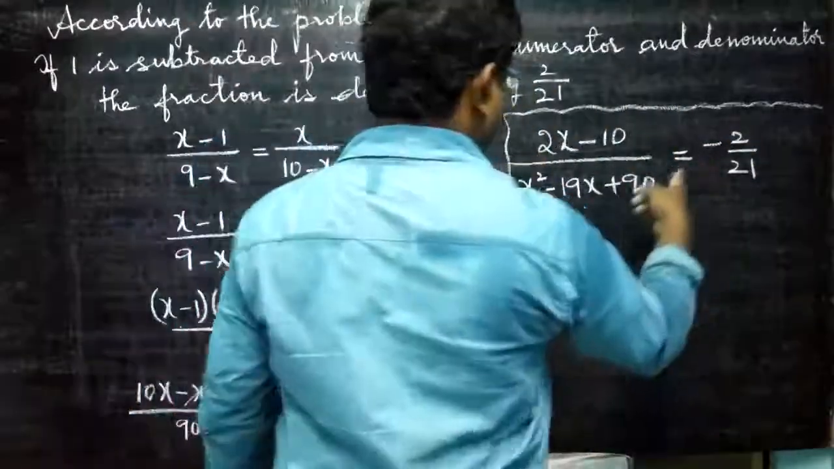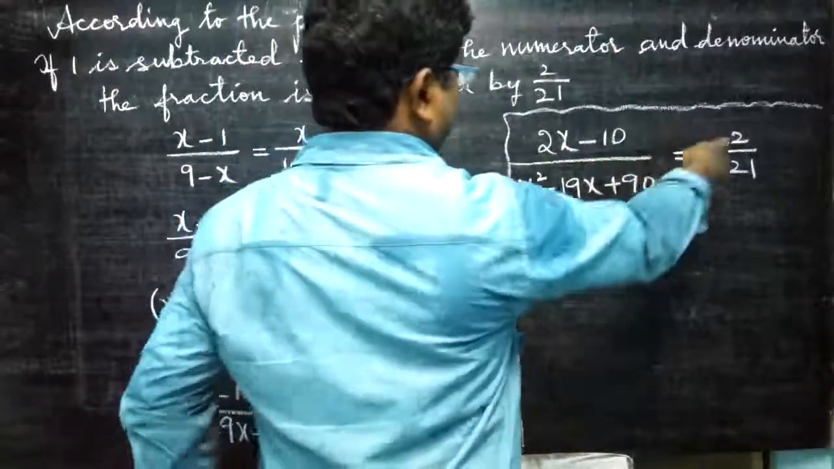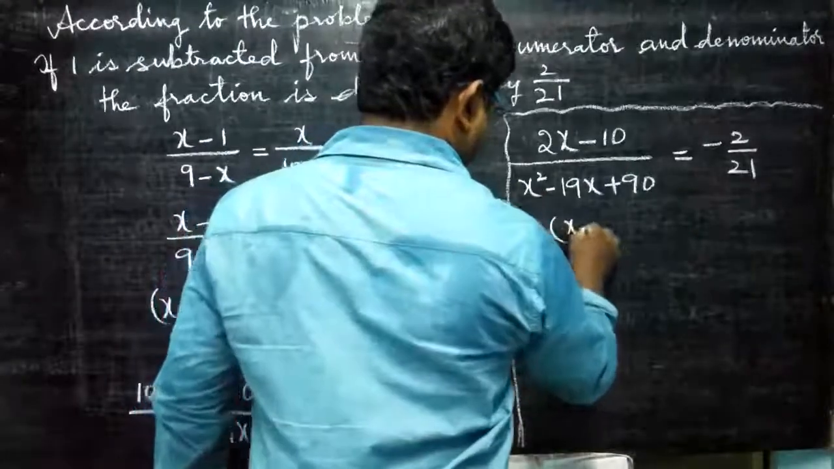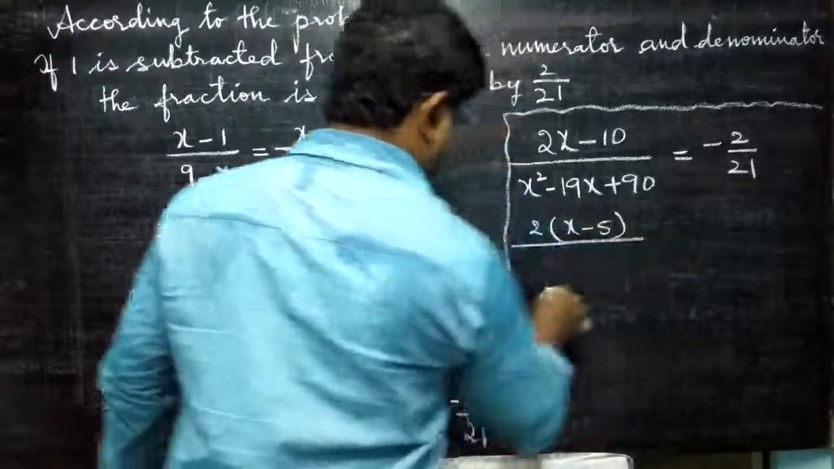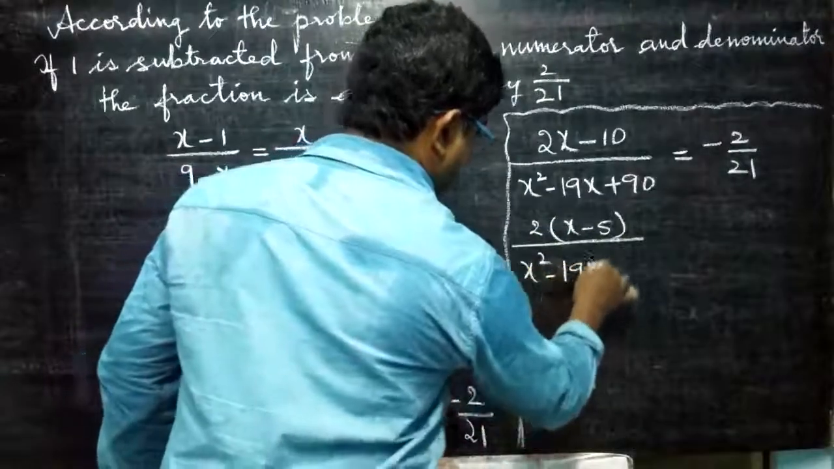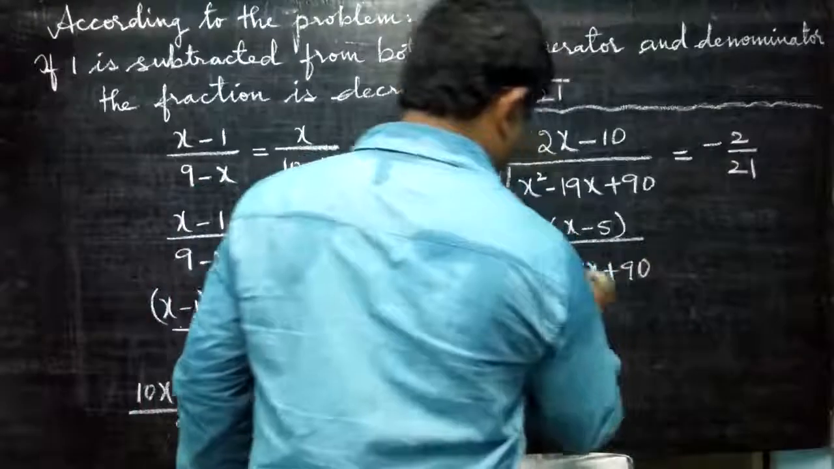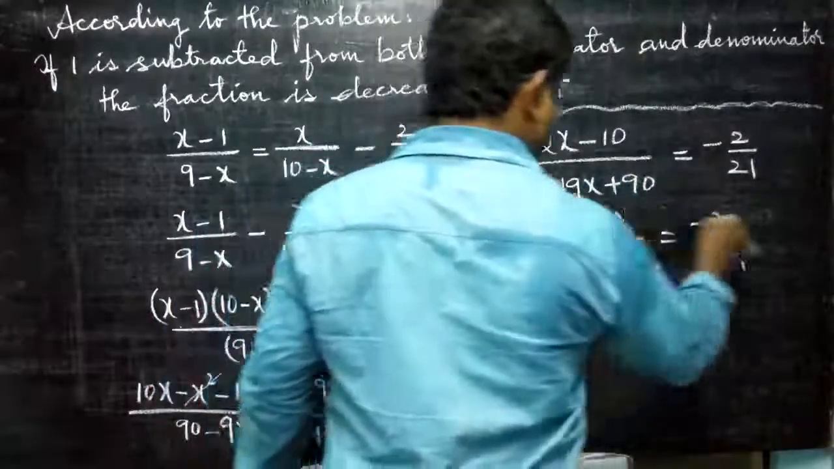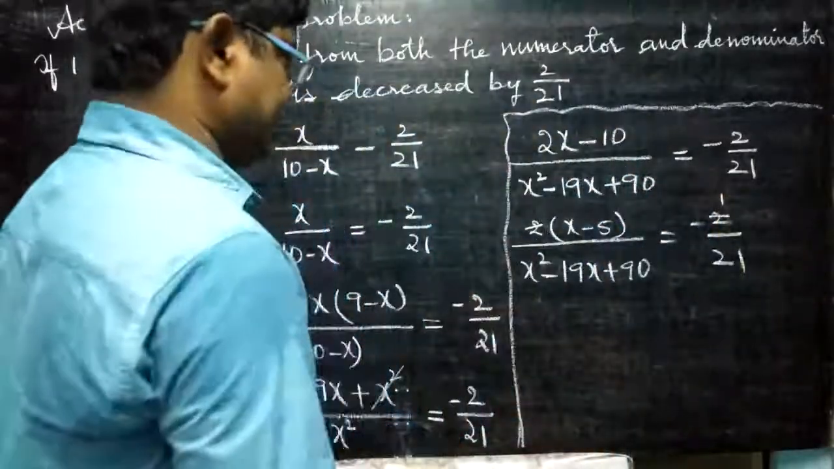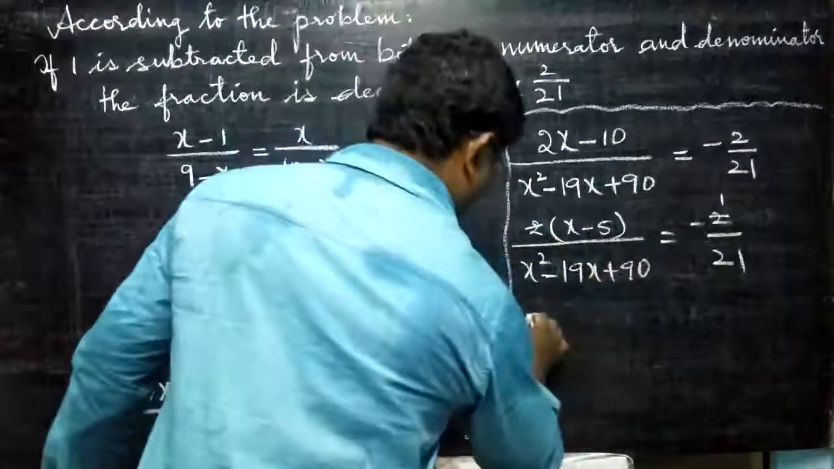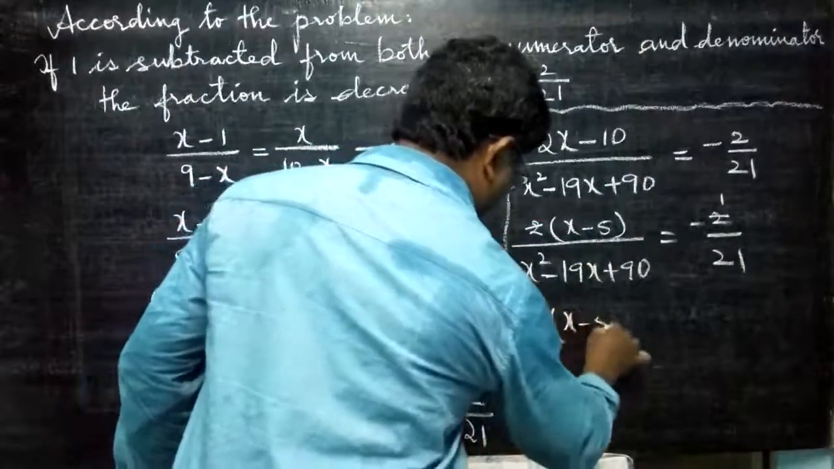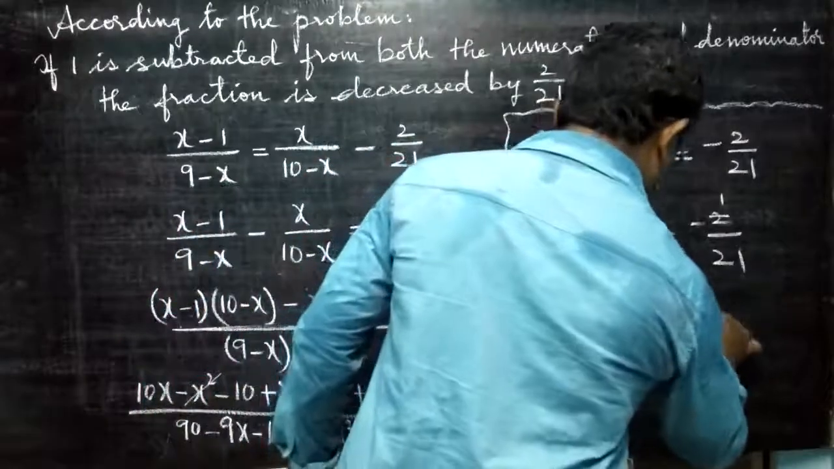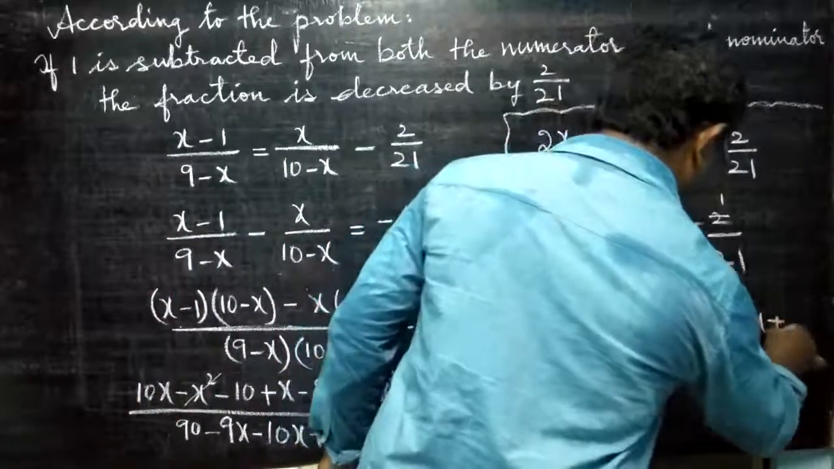Now do cross multiplication, or otherwise you can take 2 common and you can cancel. Still more easy. Take 2 common in numerator: x minus 5 by x square minus 19x plus 90 is equal to minus 2 by 21. This 2 goes into one time because equal to is there. So now you cross multiply. 21 into x minus 5 is equal to minus 1 into x square minus 19x plus 90.